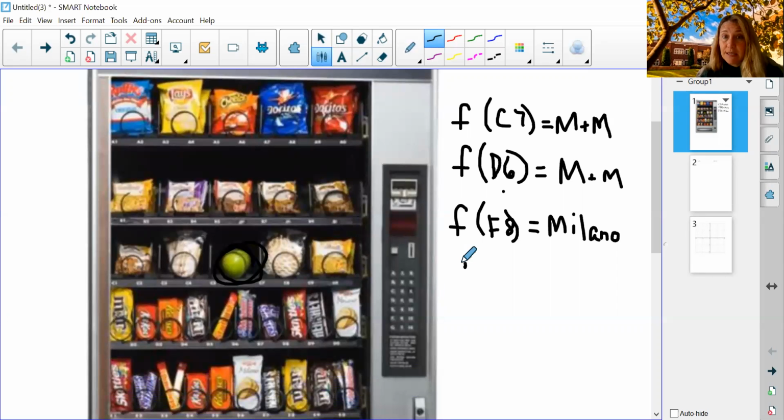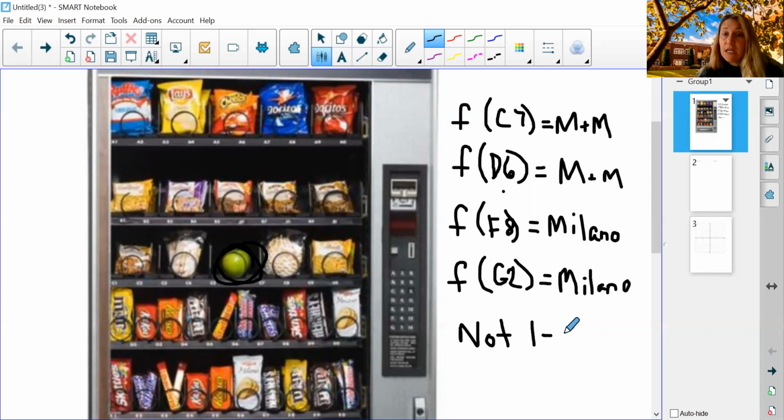Say this were F8. I could also put in something else like, I don't know, G2 and also get out the Milano cookies. So if different inputs give me the same output, if I can get Milano cookies by 2 different inputs, then my function does pass the definition of a function, but it is not one-to-one, meaning I can get the same output with different inputs.